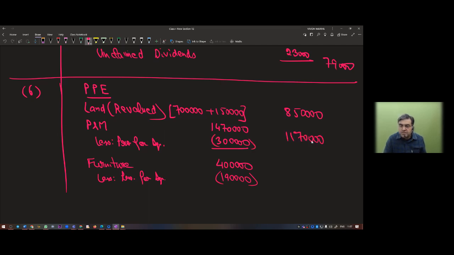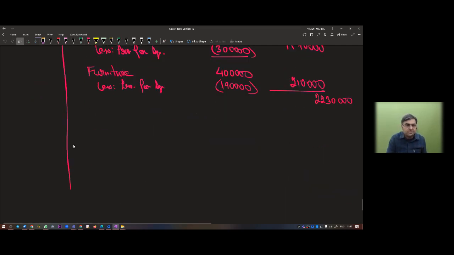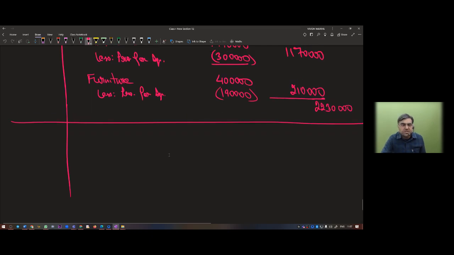$11,70,000 and 2,10,000. The final value is 2,10,000, 11,70,000, 8,50,000, 22,30,000. Note number 5 is over. Note number 6 is over.